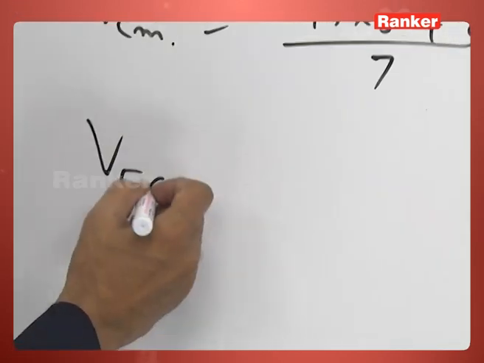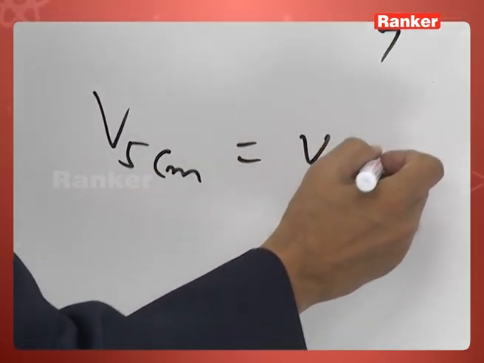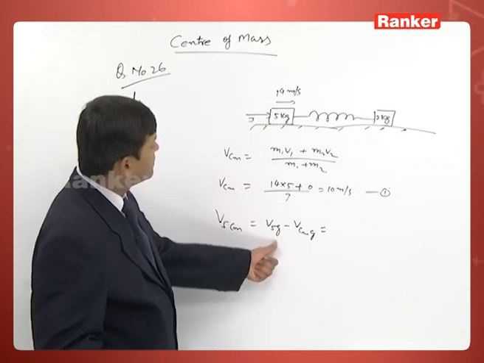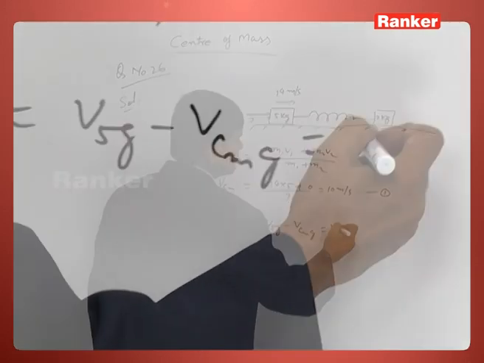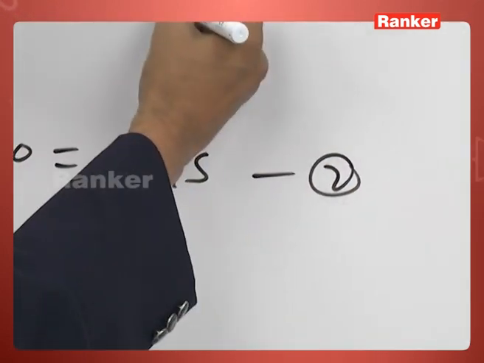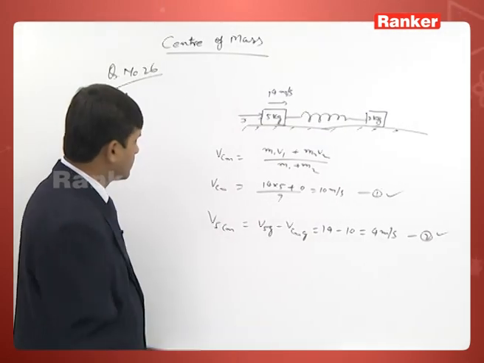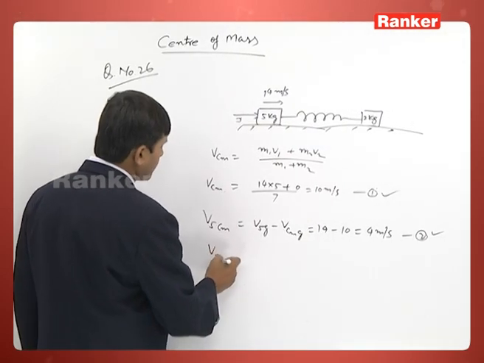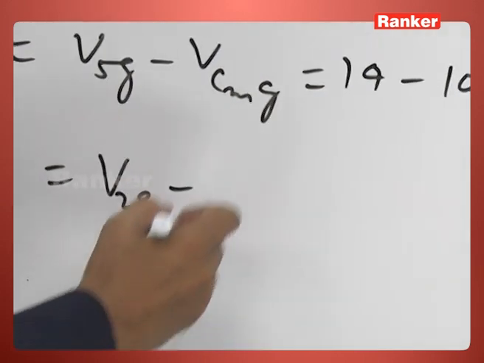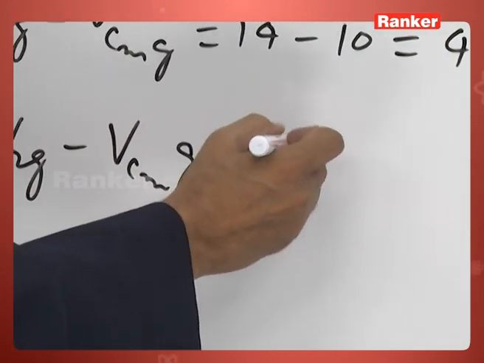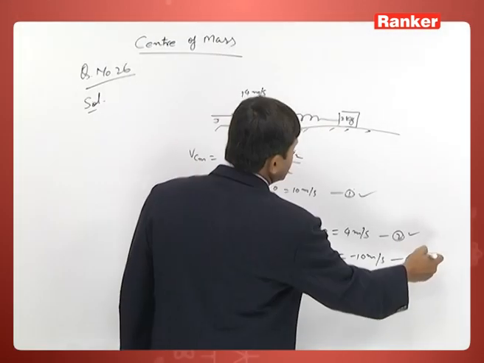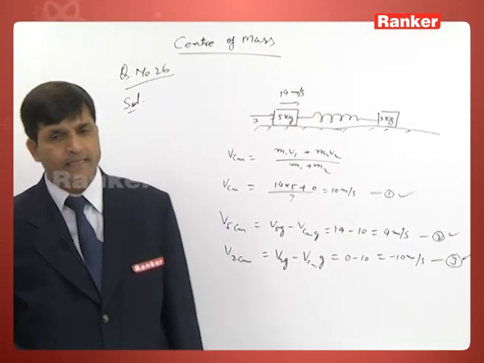Now, velocity of 5 kg block with respect to center of mass is velocity of 5 with respect to ground minus velocity of center of mass with respect to ground. Velocity of 5 with respect to ground is 14, while center of mass is 10. So, this is your 4 meter per second. Our second option is also correct. Now, velocity of 2 kg block with respect to center of mass is velocity of 2 with respect to ground minus velocity of center of mass with respect to ground, which is 0 minus 10. So, minus 10 meter per second. Our third option is also correct.